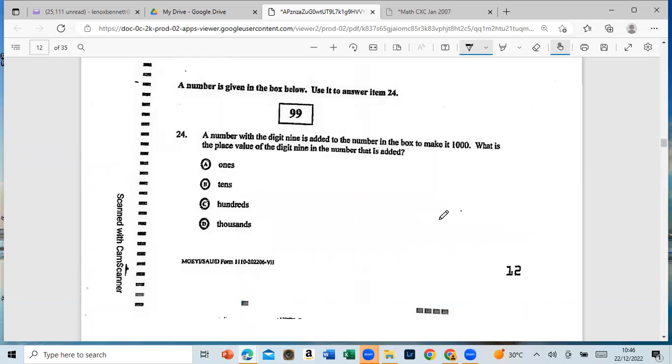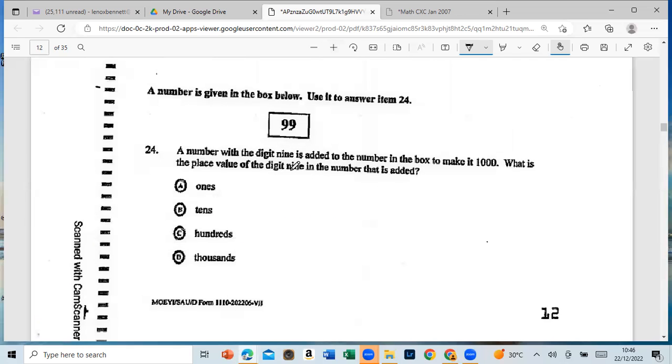A number is given in the box below. I'm going to big up this a bit, I like when you guys can see clear. Use the number to answer the item. So we have 99. A number with the digit 9 is added to the number in the box to make it 1000.